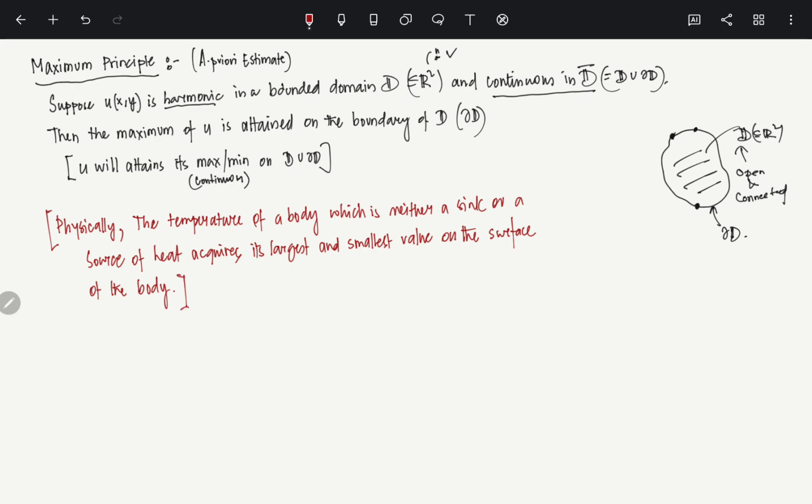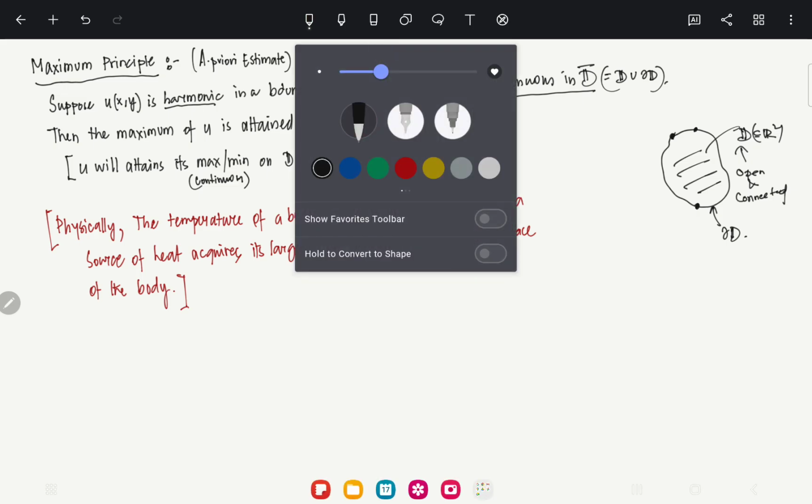So that's your physical interpretation. I hope this is clear. So basically, if you have a body that is neither a sink nor a source of heat, it is not letting any heat come in or go out, right? Then the temperature of the body will always be attained on the surface: the maximum temperature, and the minimum will also be attained on the surface itself. That's what it physically means essentially.